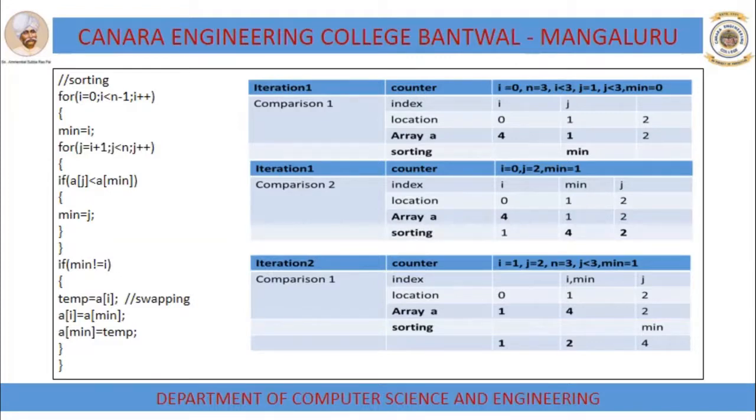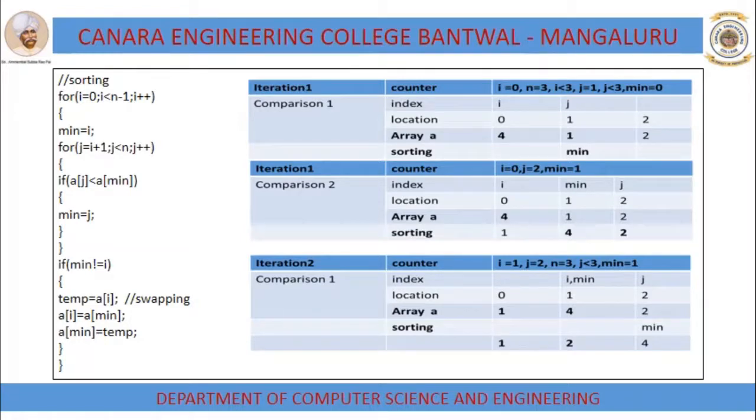Now control will come back here. So I is incremented by 1, and the first iteration is over. I was 0, I becomes 1 now. 1 is less than n minus 1. N minus 1 is 3 minus 1, 2. So 1 is less than 2, the condition is true.